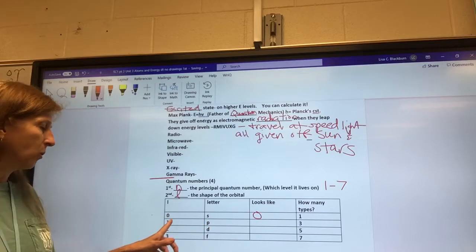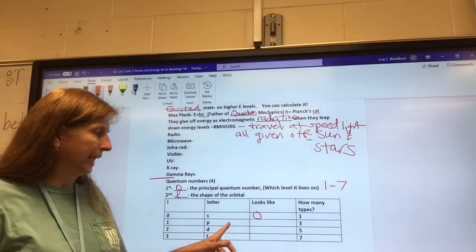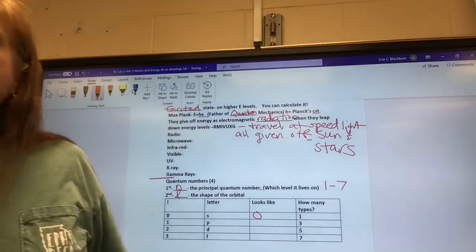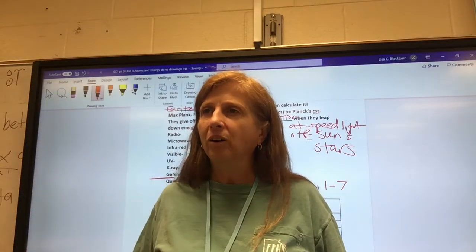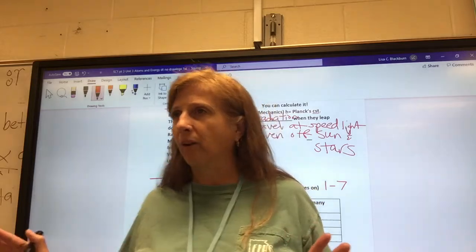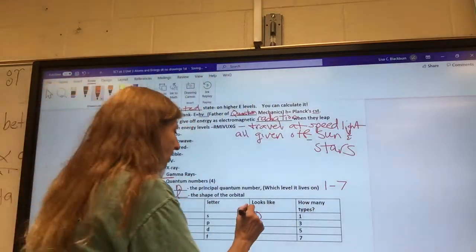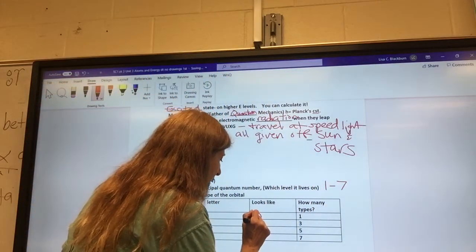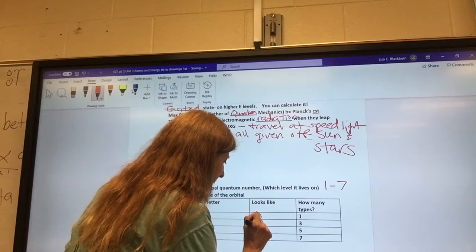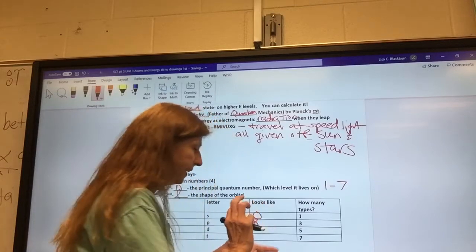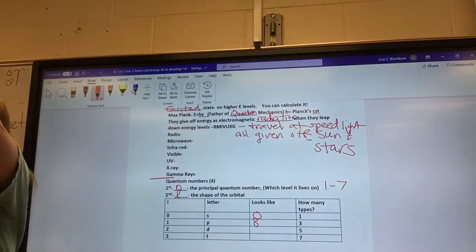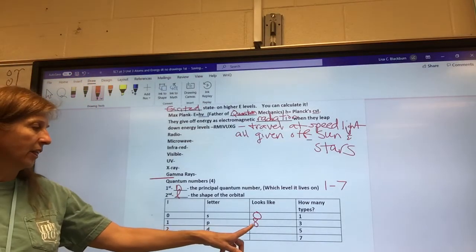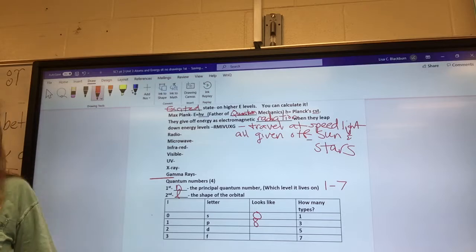The next one, quantum number 1, is P. And the chemistry textbooks say it looks like a dumbbell, but I have never seen a dumbbell that looks like this. It looks like a balloon. Let's see if I can draw it. A balloon twisted in half. You ever taken a little balloon and twisted it so it's 2 balloons? That's what P looks like.